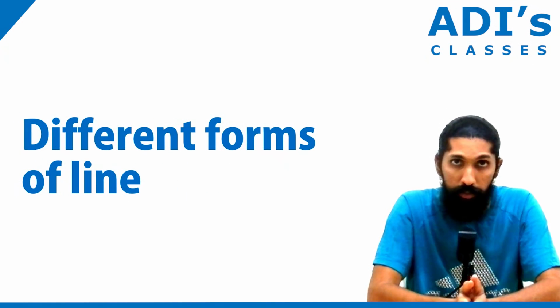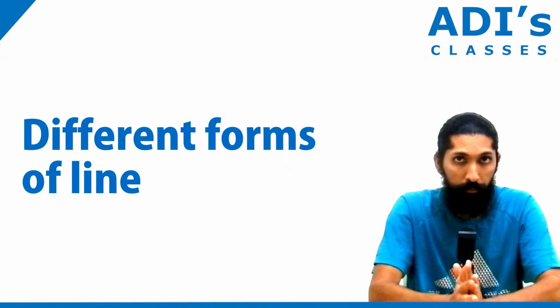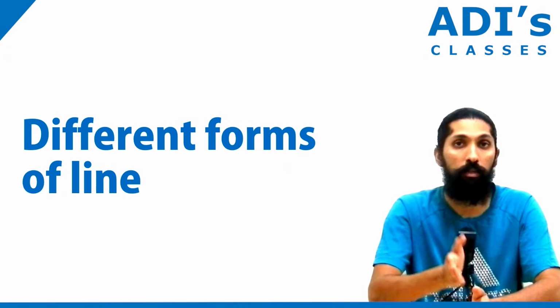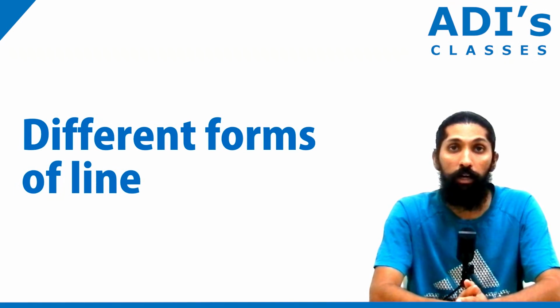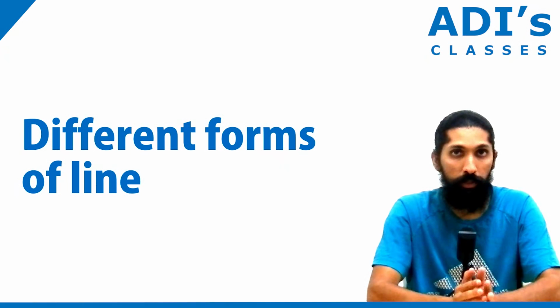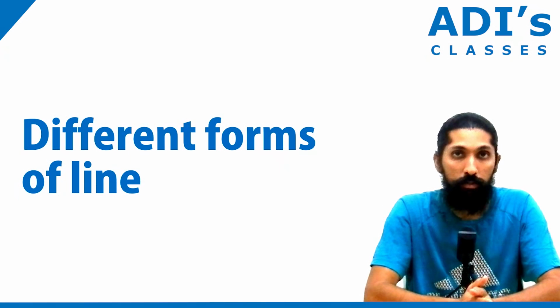y = mx + c, the 2-point form, the slope point form, which is very important: y - y1 = m(x - x1), right? And then we have the intercept form, x/a + y/b = 1. Then we have the normal form, x cos alpha + y sin alpha = p.